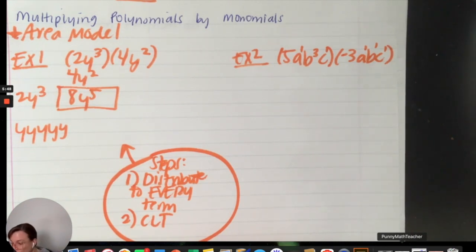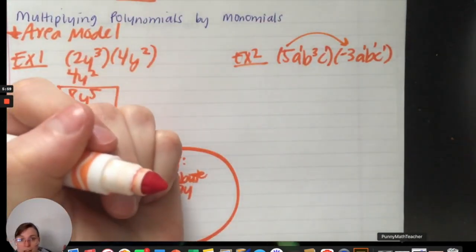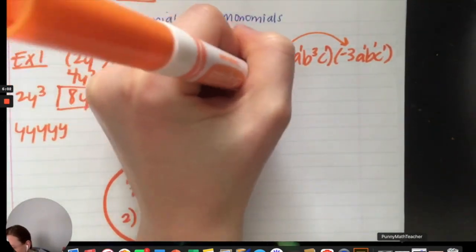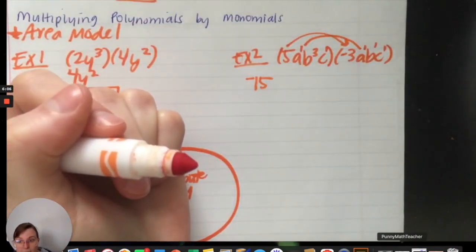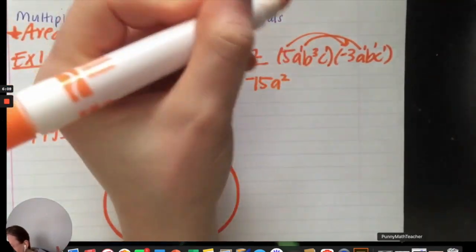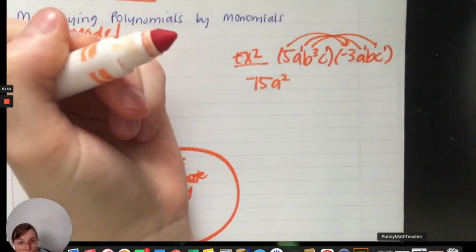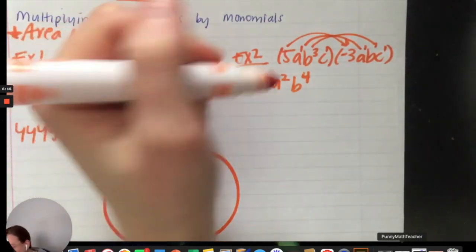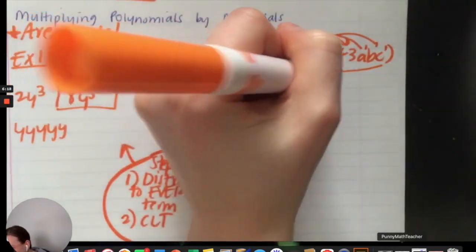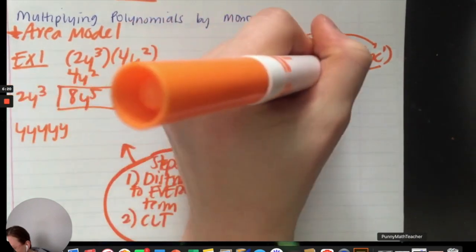All right, so I'm going to draw rainbows just because it's going to help me do the coefficients first, and then I'm going to do each variable after that. So coefficients first. So 5 multiplied by negative 3 gets me negative 15. Now a to the first times another a gets me a squared. B cubed times b to the first is b to the fourth, because that's 4 b's all being multiplied together, and then I'll go under so I have room, and then I have c squared. This is my final answer.